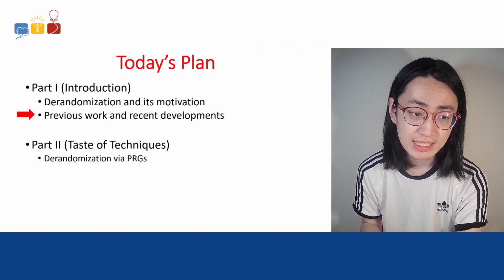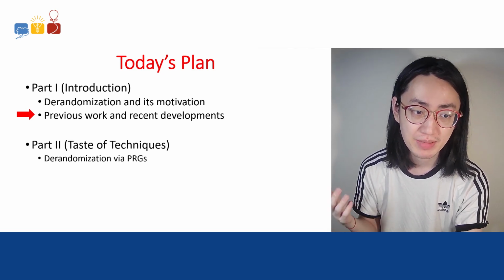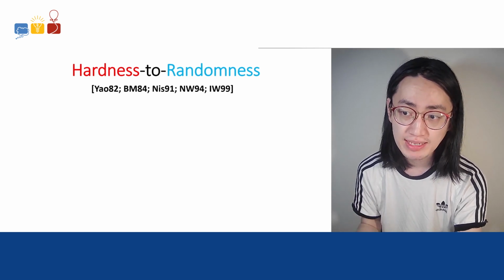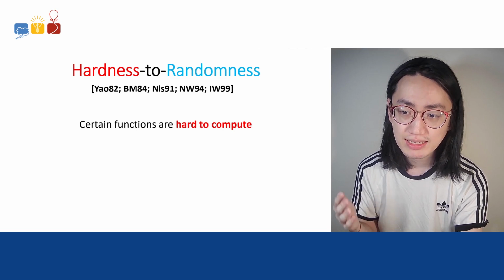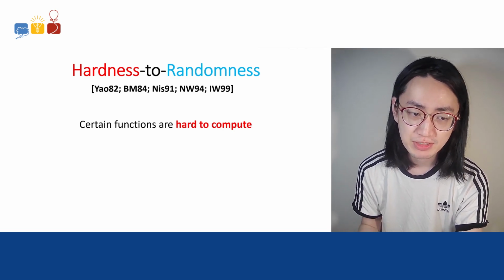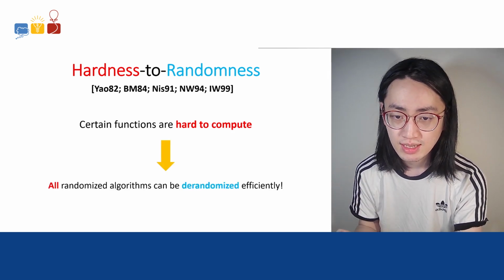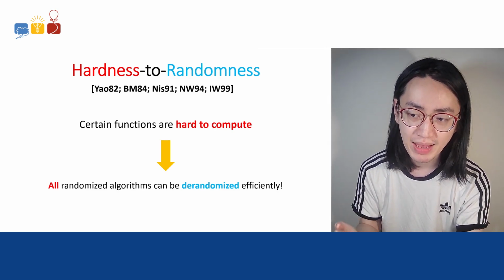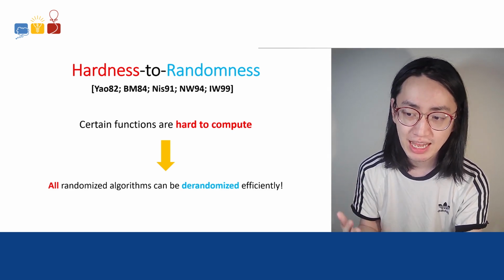So now we are ready to discuss previous work on this topic and also some recent developments. The most important discovery in the field of derandomization is the surprising connection between hardness and randomness. In particular, a line of classical work shows that if certain functions are hard to compute, then all randomized algorithms can be derandomized efficiently. I will explain what exactly I mean by hard to compute later, but the message here is that we do believe certain functions are very hard to compute.